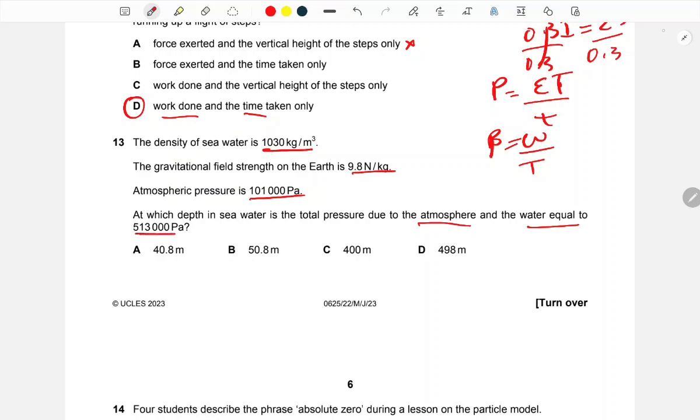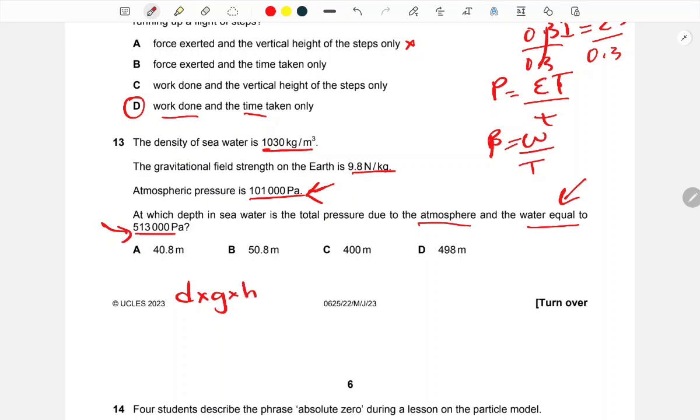513,000 pascals? So what this question is basically telling us is that we have pressure due to the atmosphere over here, and we have pressure due to water. And when those two are added, it should be equal to 513,000 pascals. So now we have to find the height at which this would be true. We know that pressure due to water is density times gravity times height.